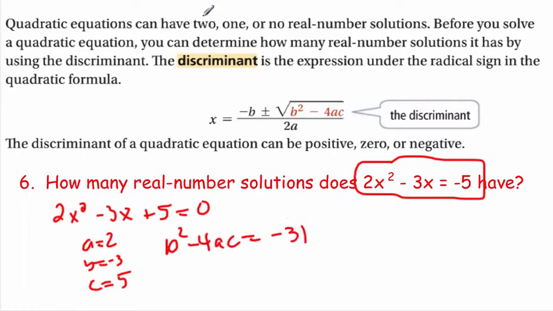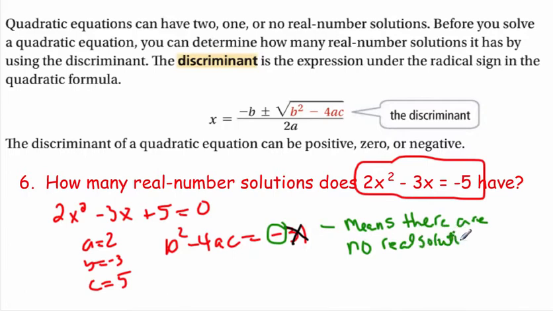Now I honestly don't care too much about the number. I really don't care that it's 31. I care if it's positive, negative, or 0. And this one turns out to be negative. So negative means there are no real solutions. Okay, so a negative means there are no real solutions.